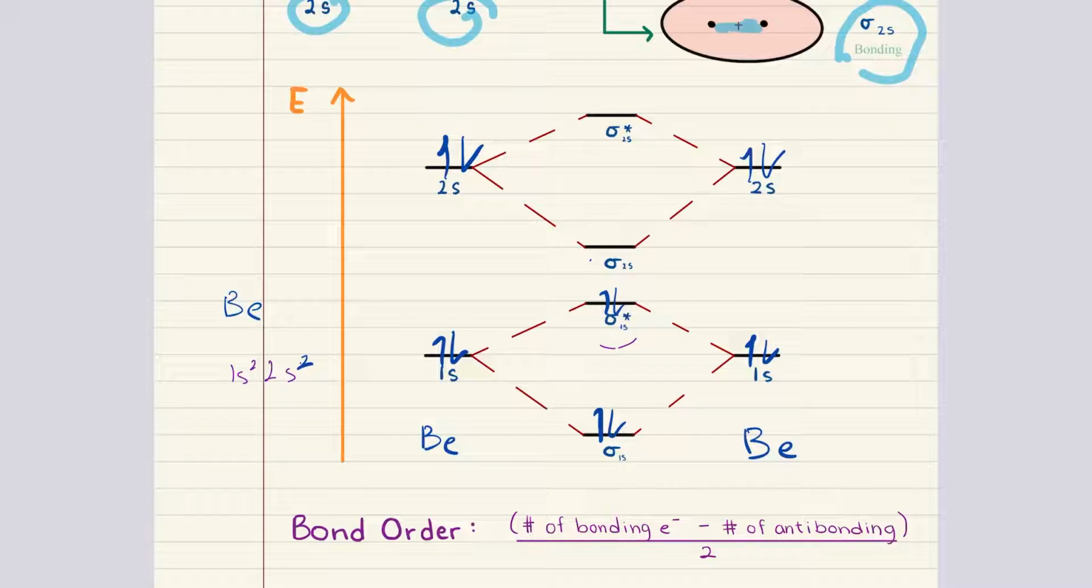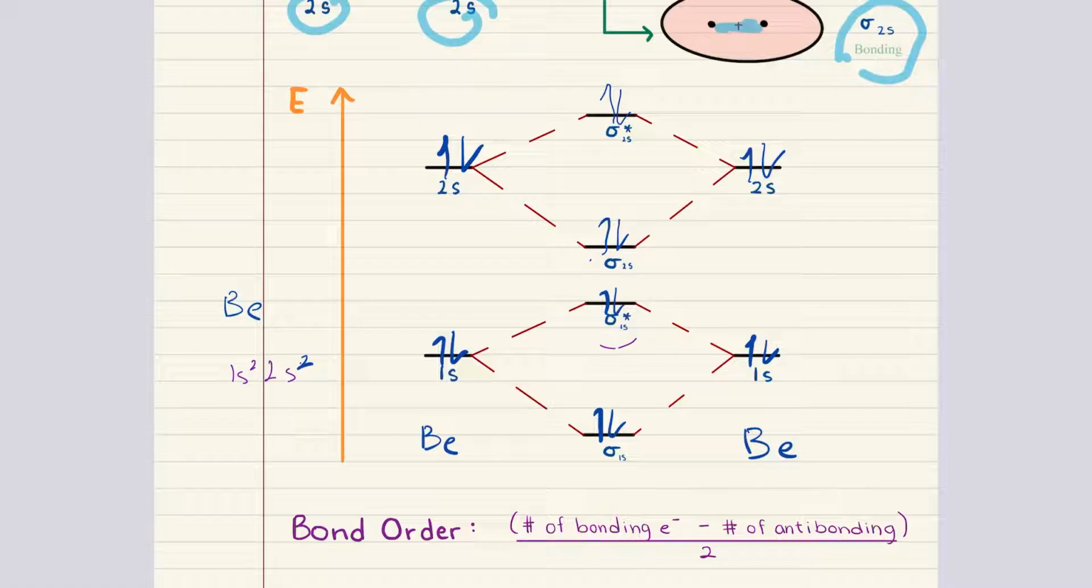Now we can move into the 2s orbitals. Here we have a total of 4 electrons to distribute as well. So we are going to place 2 electrons in the sigma 2s bonding orbital, and then the other 2 electrons in the sigma star 2s anti-bonding orbital.